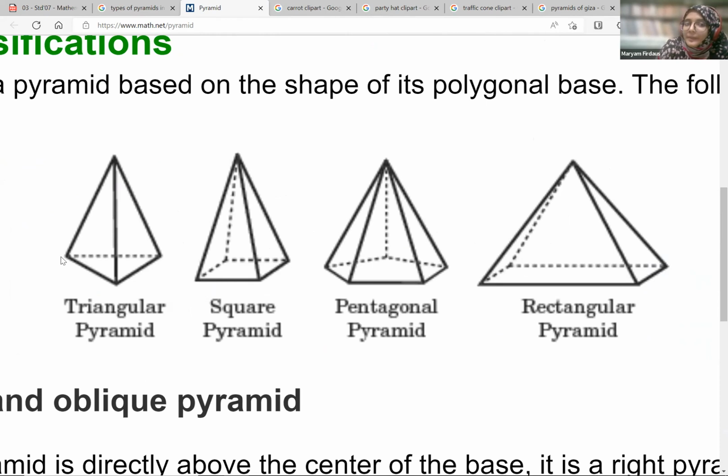So a triangular pyramid is a pyramid whose base is a triangle. Okay, so there's basically a triangle. On top of it, on each of the sides of the triangle, there is a face. Imagine there's a triangle in front of you, lying flat on the table that you're sitting on.